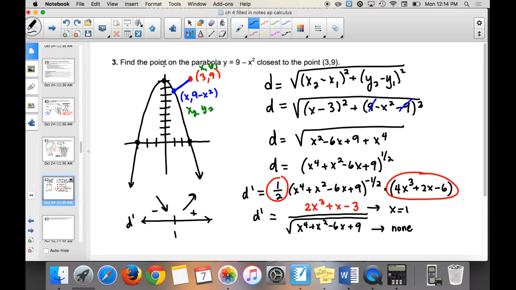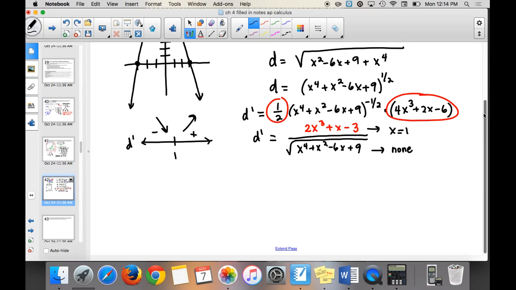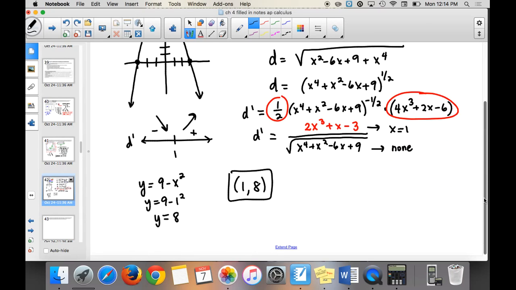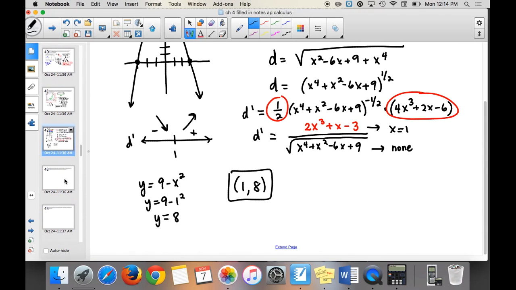So it says find the point. So when it says find the point on the graph, we know the x value is 1. What is the y value? Yeah, because we were going in 9 minus x squared, right? So y is equal to 9 minus 1 squared, which is 8. So it's (1, 8) that is the point that's closest. Now, like I said, there are other ways to find this. You could use some geometry type things to find the minimum distance. But it's not bad. You can do it.